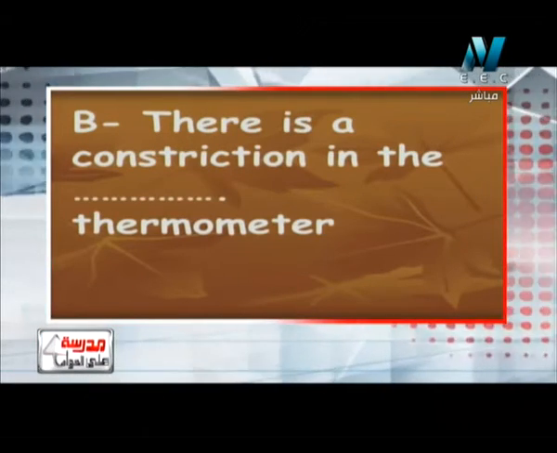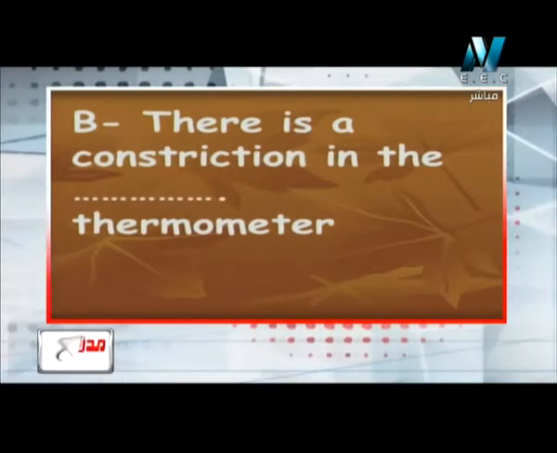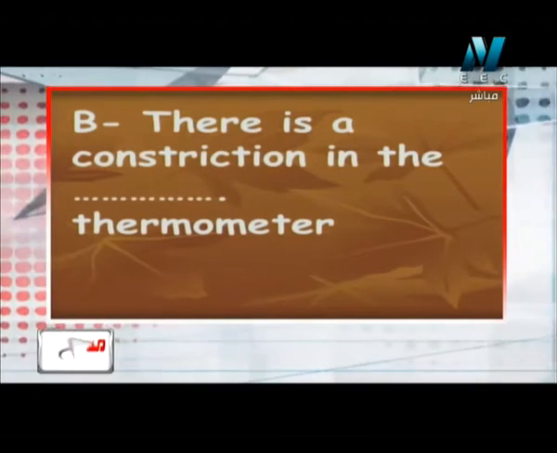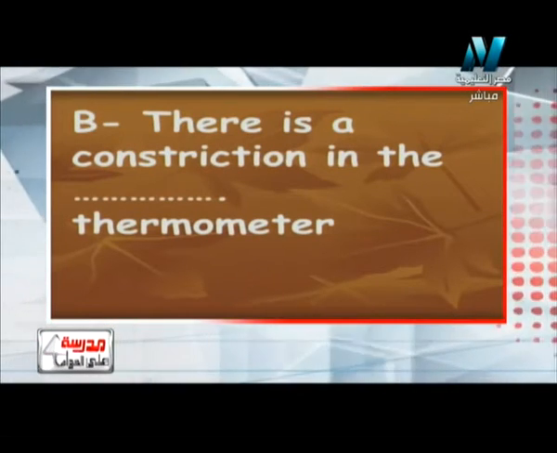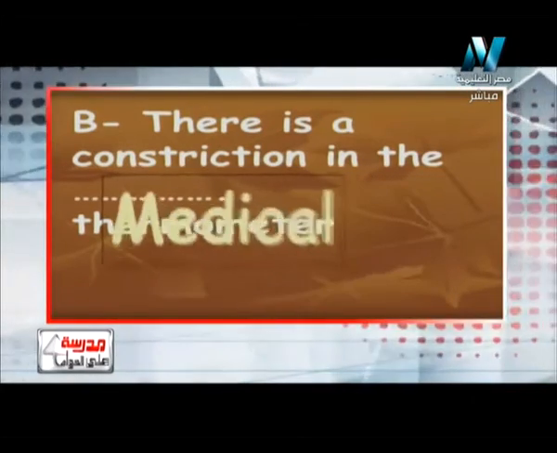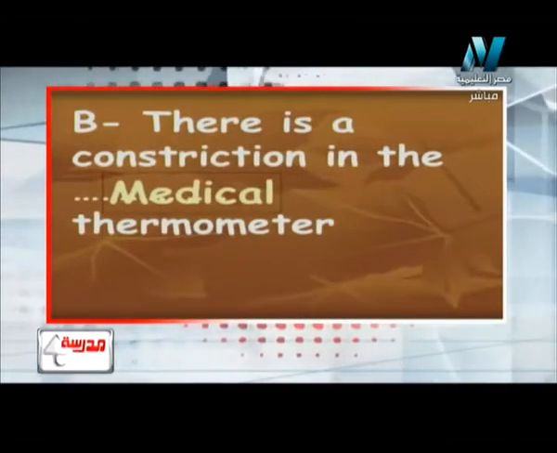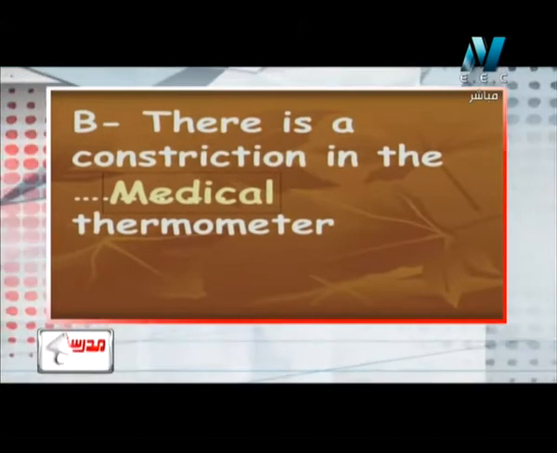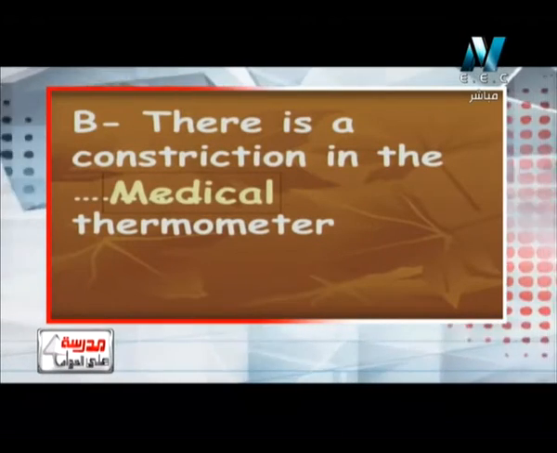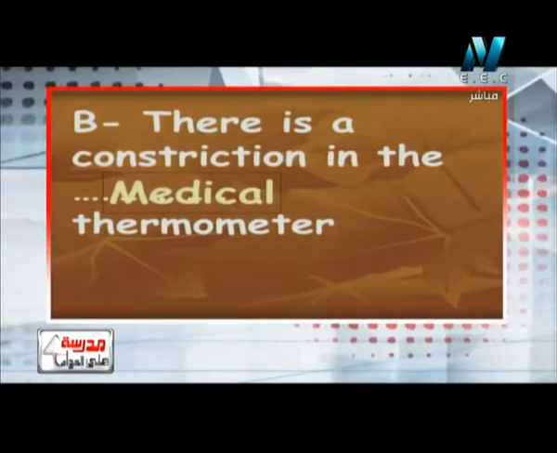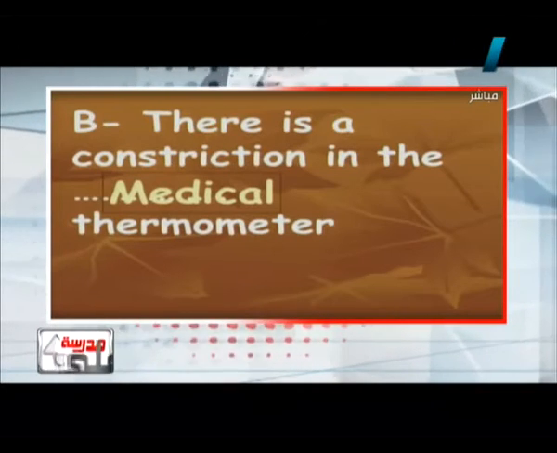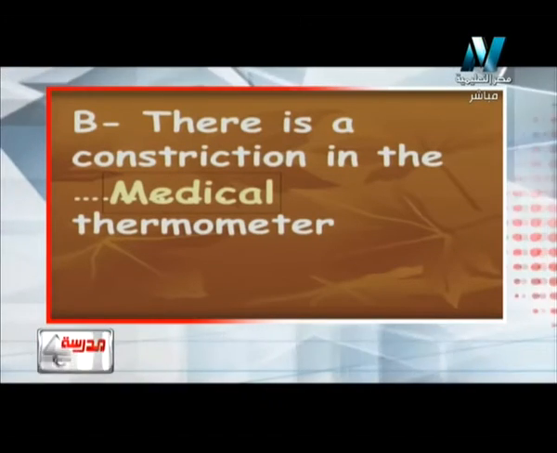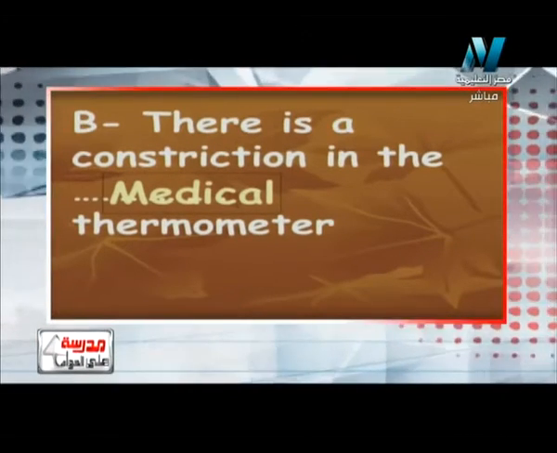Another question. I think this question deals with the lesson of the thermometer. There is a constriction in the medical thermometer. Why, or give a reason, do we have a constriction in the medical thermometer? To avoid the mercury from going back to the reservoir or the bulb, and to read the temperature correctly and carefully.